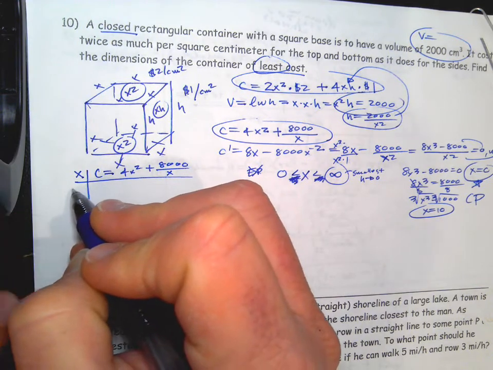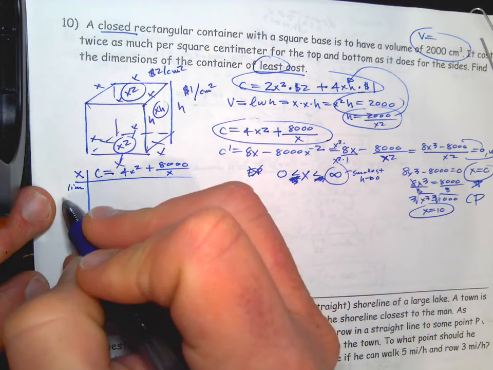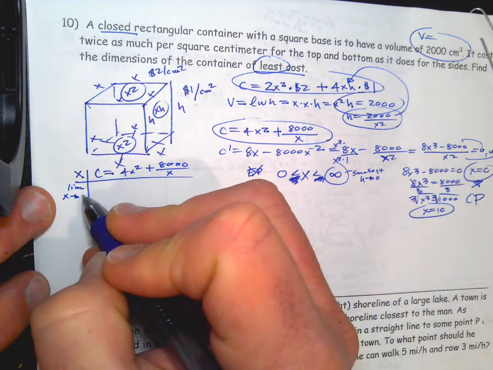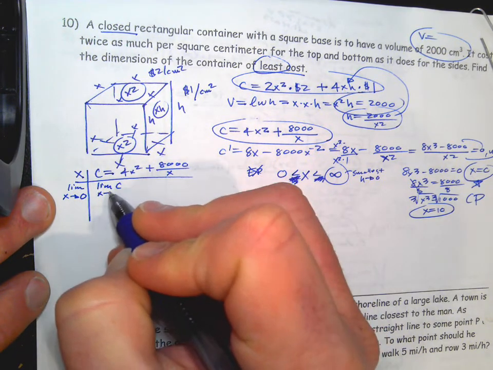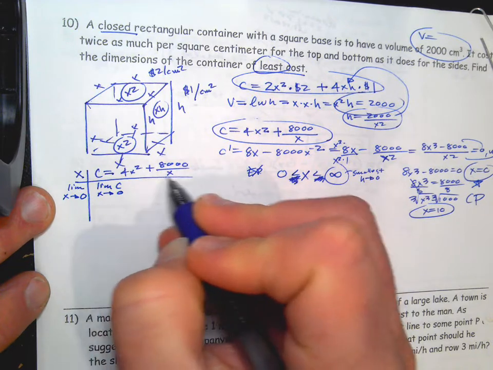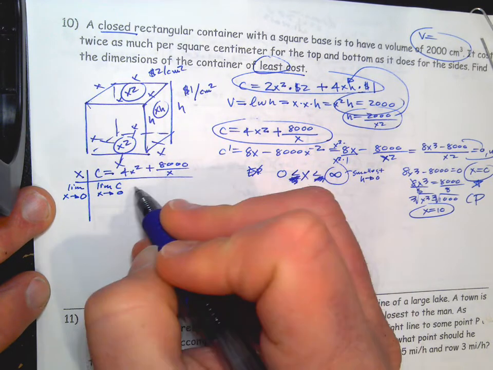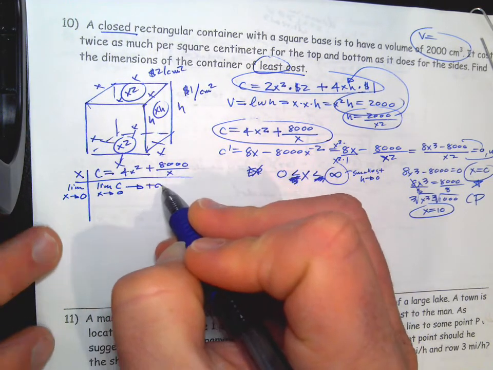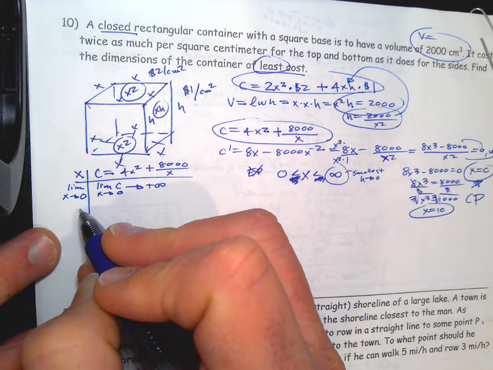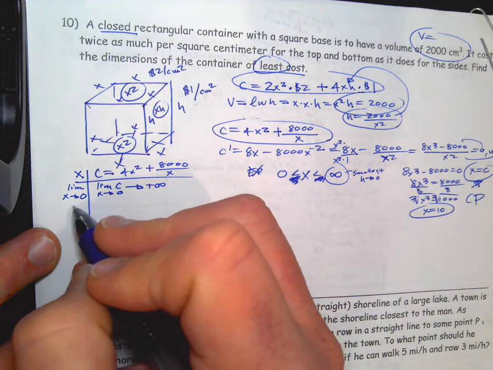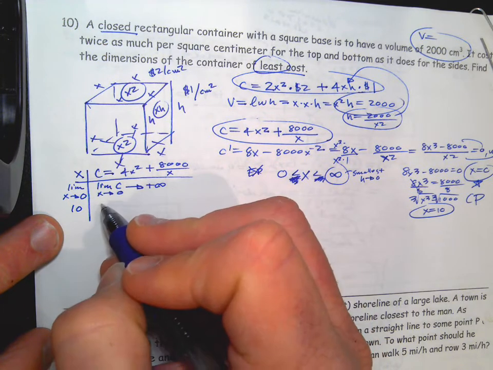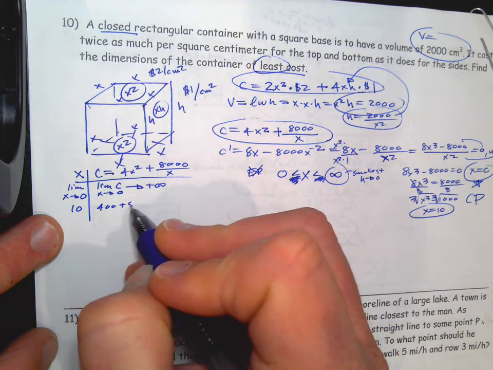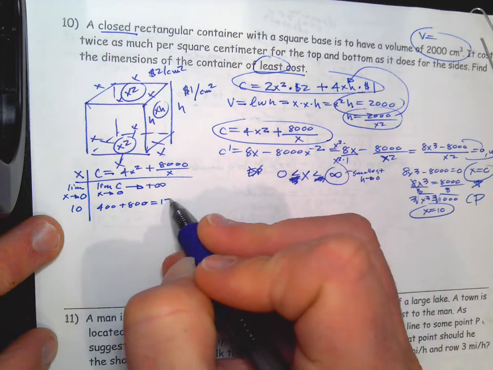You can say, well, what's the limit as x goes to 0? Then the limit of the cost as x goes to 0 is going to go to positive infinity. And then you could plug the critical point in, 10. That's going to be 100. That's going to be 400 plus 800 equals 1200.